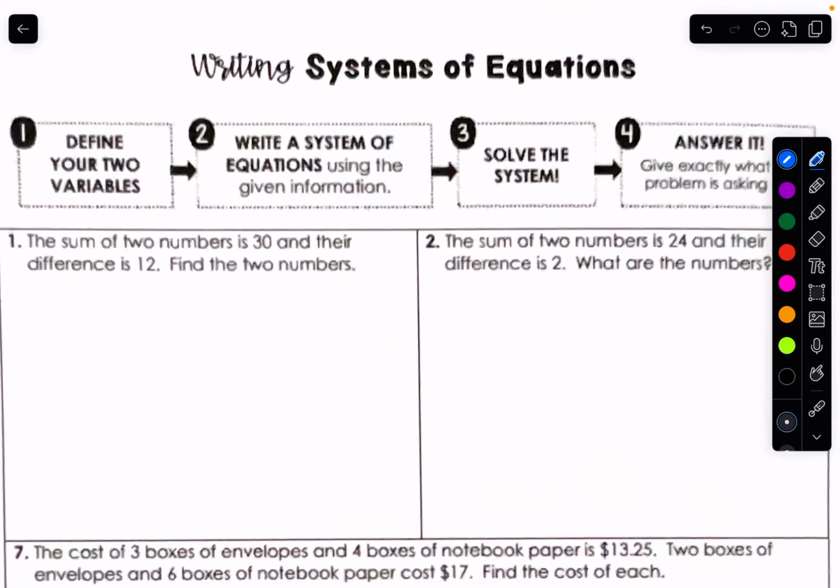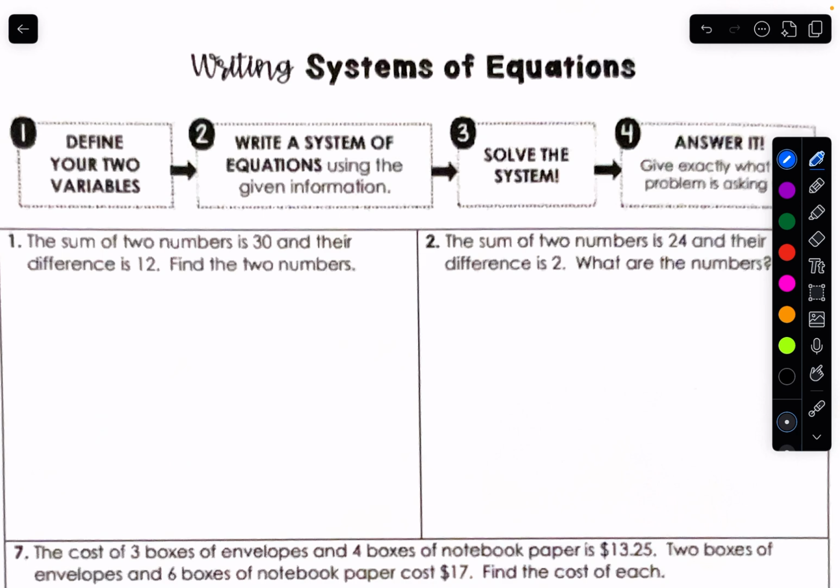Okay, so today's mini lesson is going to be over writing systems of equations. And then after we write them, we are going to go ahead and solve them. And you can solve by either using the substitution method, elimination method, or graphing if possible. But for these, I really want to just see substitution or elimination because there are no graphs on here.